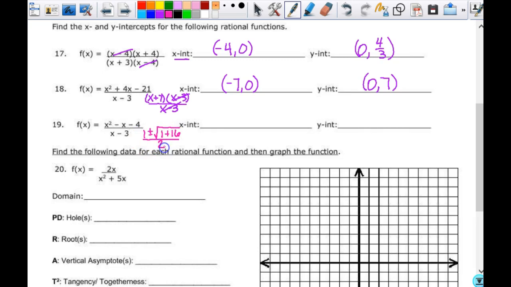all over 2. And so that means that I have 2 x-intercepts, and since I'm having to write them as an ordered pair, then I can't really write it as the plus or minus in my little set notation. This is going to give me 1 plus the square root of 17 over 2, comma 0, and 1 minus the square root of 17 over 2, comma 0. Then my y-intercept, when I plug in zeros for my x's, that's going to give me a positive 4/3, so it is 0, 4/3.